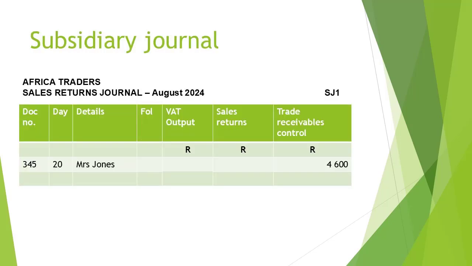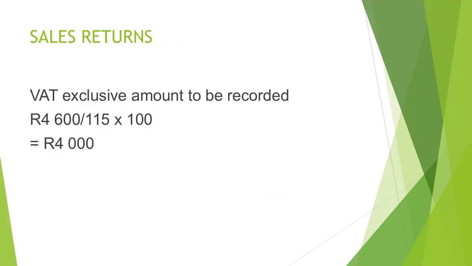Let's start recording the transaction in the sales returns journal. In the document column, we enter the credit note number 345. The date of the transaction in the day column is entered as the 20th. The debtor details in the details column is Mrs. Jones, since she returned inventory previously sold to her on credit, and in the trade receivables control column, the amount of R4,600. In the sales returns column, we will record the amount exclusive of VAT.